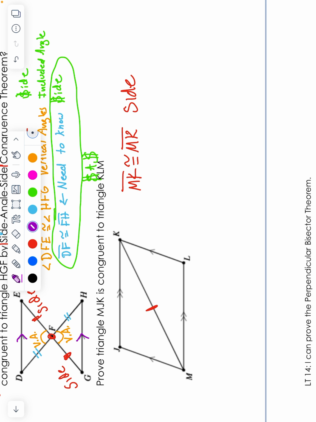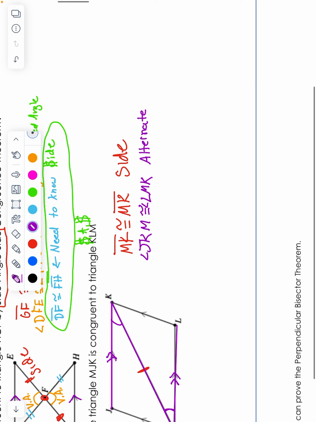Now you can call it the Z angle, or it could be other things you call it. It's not always a Z, but in this case it's Z. We have the alternate interior angles right here. These lines are parallel. When alternate interior angles are formed by parallel lines, they are congruent. So this would be specifically angle JKM is congruent to angle LMK, by alternate interior angles.